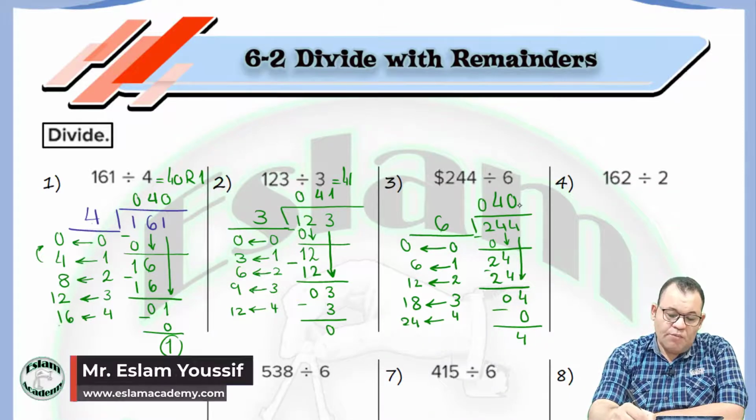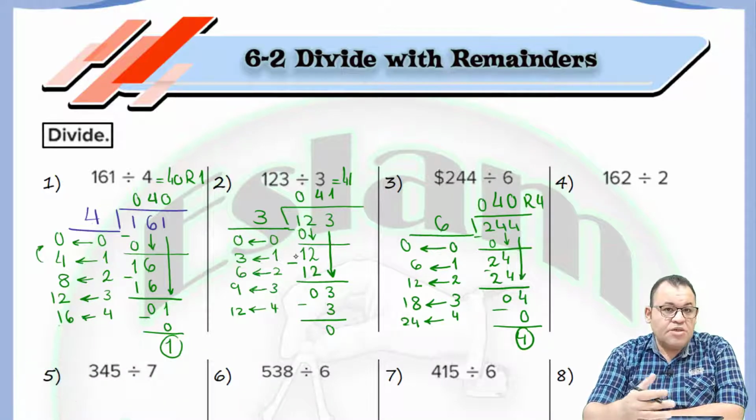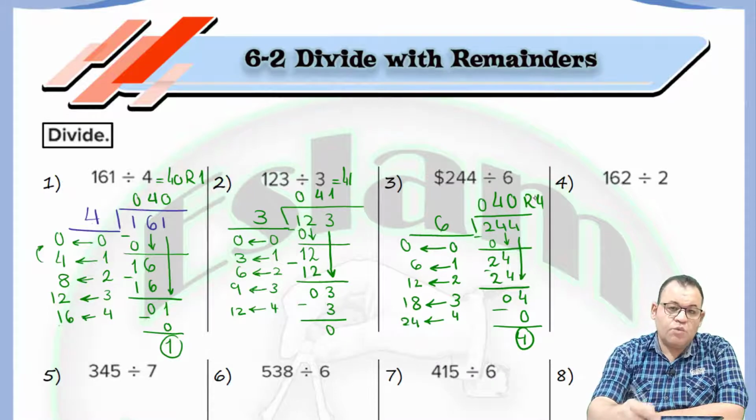So the quotient now will equal 40, and the remainder now will equal 4. That will be the remainder. The remainder is not equal to 0. It means we have a remainder, which is 4.